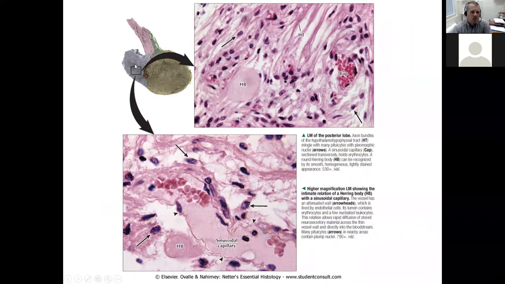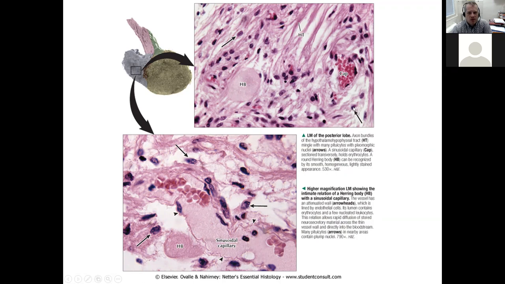This is from the neurohypophysis, showing you one of the Herring bodies. These are the dilated parts of the axons of neurons. The bodies of these neurons are sitting somewhere here in the hypothalamus. But here is a site where the hormones are released into the bloodstream. You can see the capillaries of the neurohypophysis.